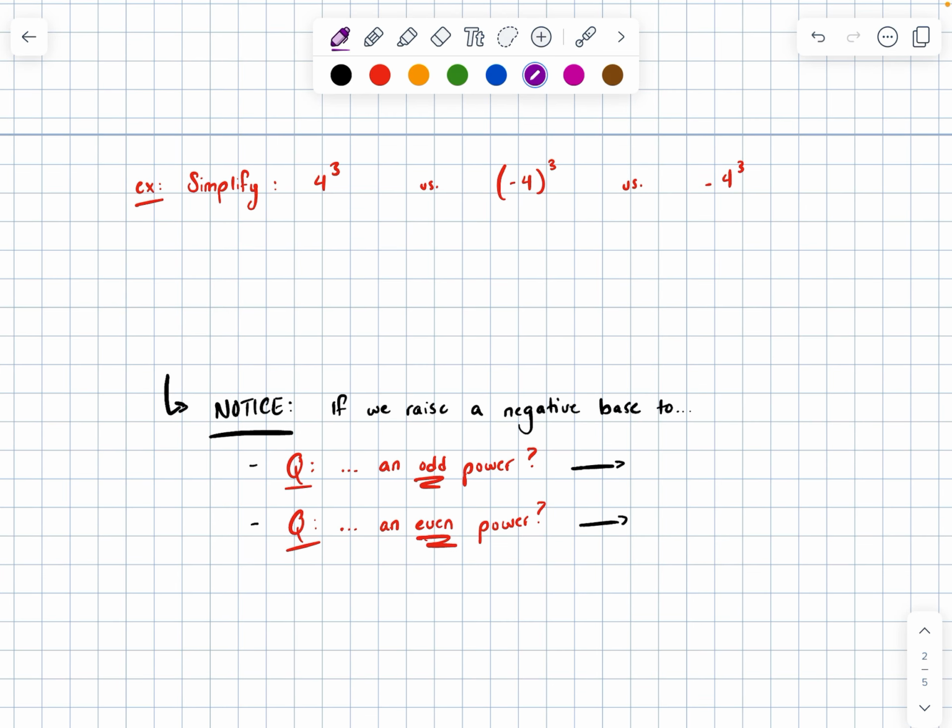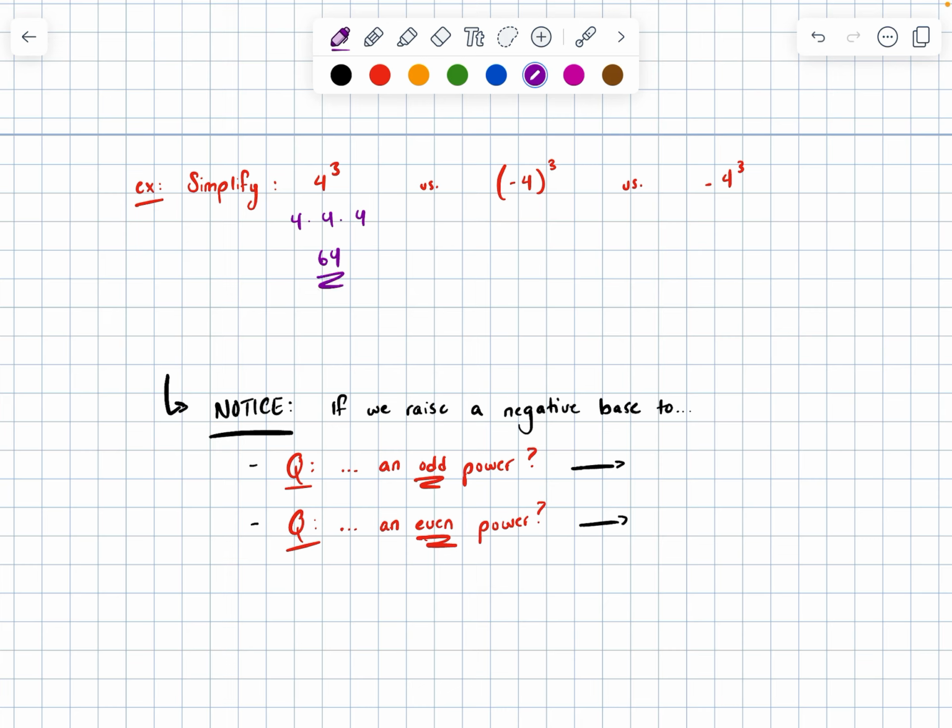See if that same thing happens with something like this guy. 4 to the 3rd power versus the quantity, negative 4 cubed, versus negative 4 cubed. Take 30 seconds, pause the video, see if you notice the same thing happen. Go ahead. And stop. Well, 4 to the power of 3, that means 4 times 4 times 4. That, if you want, feel free to fact check me, is equal to 64.